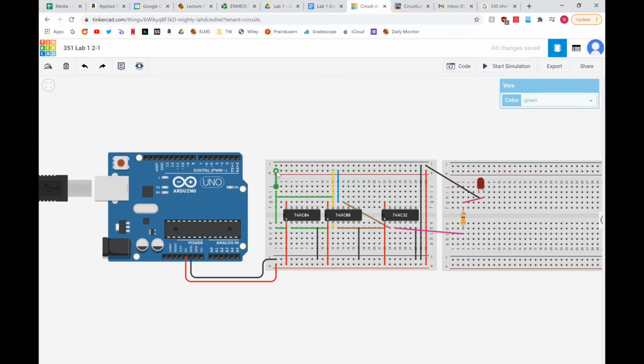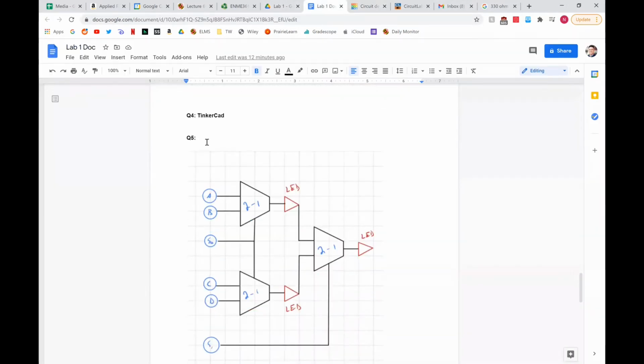If my selector wire is at 0 and my A wire is at 0, you'll see that the LED will be off. And then if I were to turn it back on again, I would choose my selector wire to be 1, my A to be 0, and my B to be 1, and that should turn my LED back on. And all of these different situations are based on the truth table from question 1 in the pre-lab.